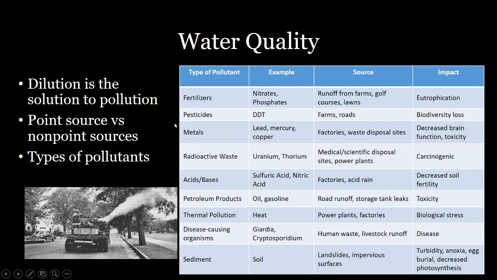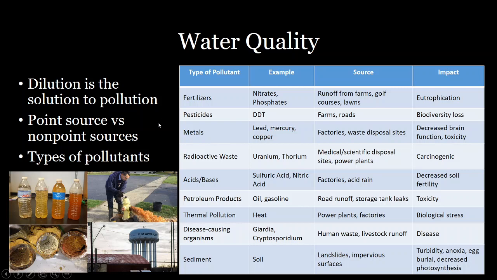Next, we have pesticides. You may have heard of DDT, which is a powerful pesticide used early in the 20th century. And so pesticides are used in order to reduce the number of pests on crops, and they can flow into a river from farmland or runoff from roads, and as a result can impact the biodiversity of a river and significantly kill off different animals that aren't able to withstand those pesticides.